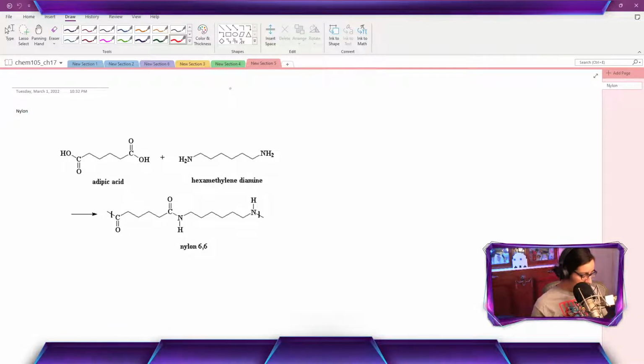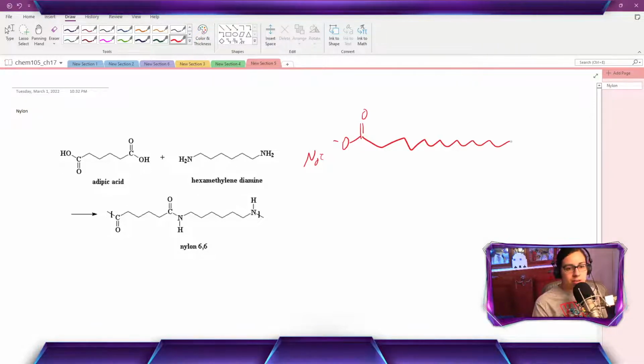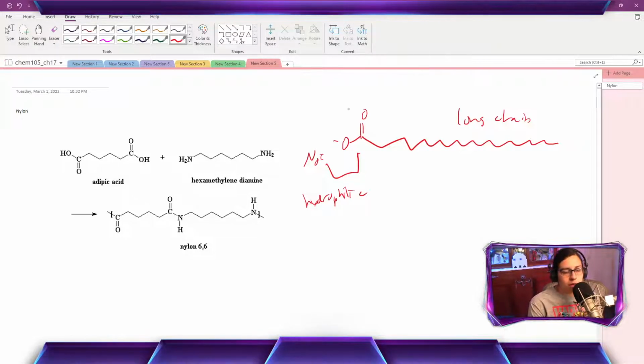And soap. Soap is covered in here, even though I feel like we did soap in other places. But soap works in that way. So we have our carboxylic acid counter anion here and a long chain. And so we have a hydrophilic end. This charged polar side wants water. This long chain is hydrophobic.